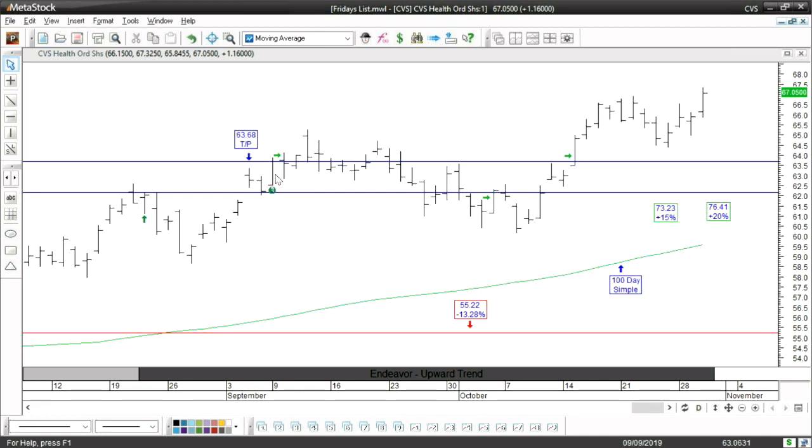Now, the next day after I get the icon, remember what we go by. The high of the bar is 63.86. The next day, obviously, the high is 64.12. We took out the high. What do I think about doing? Buying a third. I buy a third.